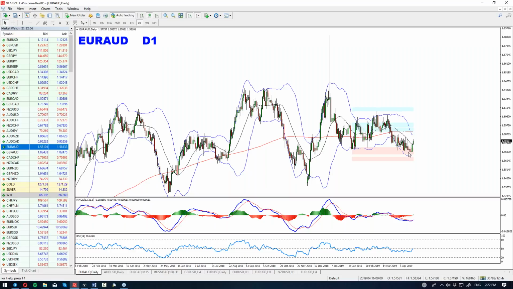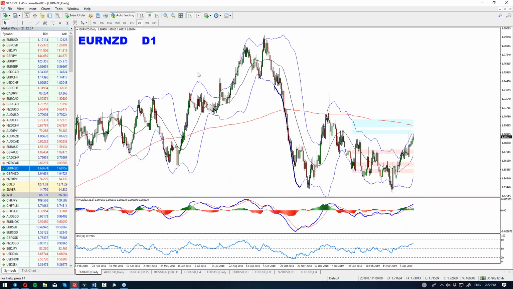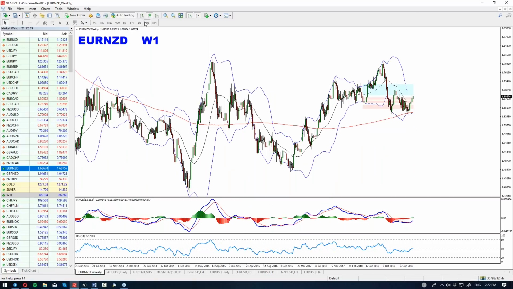Here. Euro versus, sorry. Wow. Hard to speak a lot. The breathing becomes short. Euro versus the Kiwi. Our plan was and remains bullish for the long run.